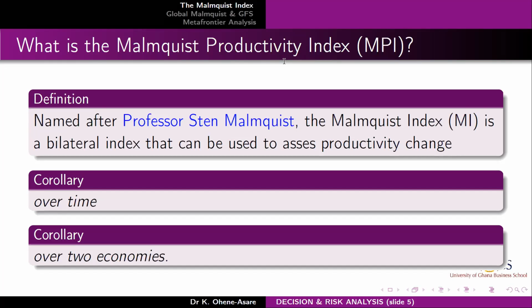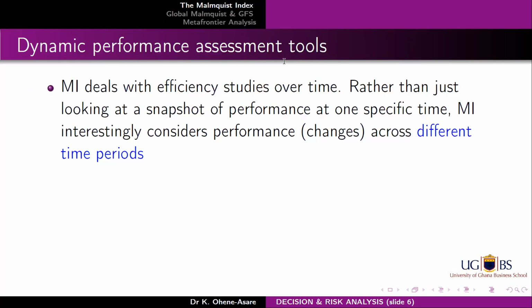So Malmquist can look at time periods or individuals. It's a dynamic performance assessment. So sometimes you'll be using the word dynamic productivity. Dynamic productivity is a dynamic performance.